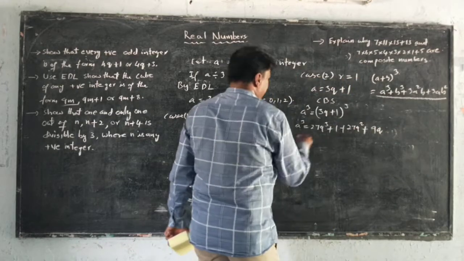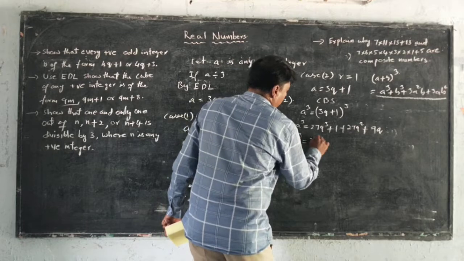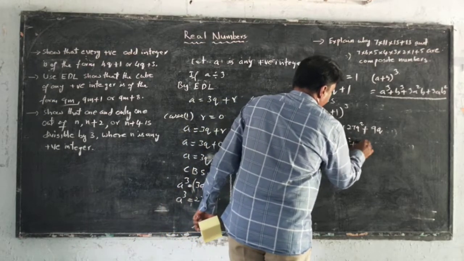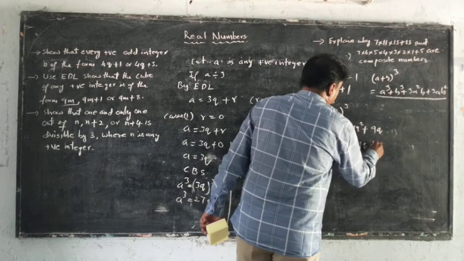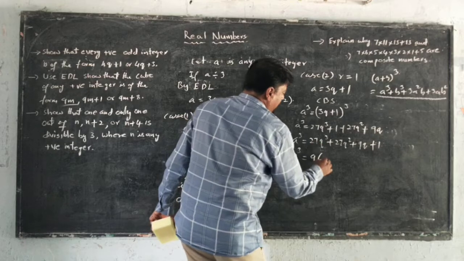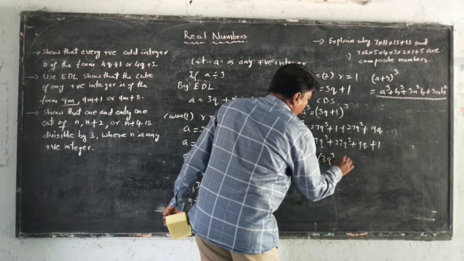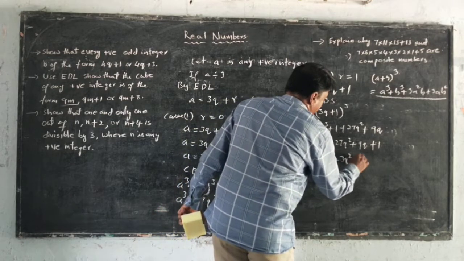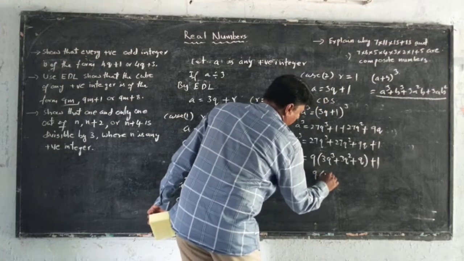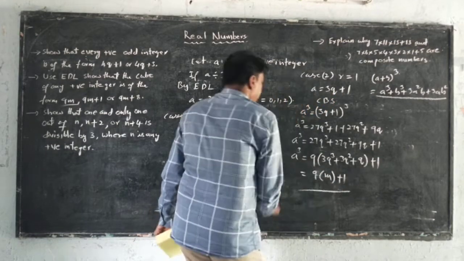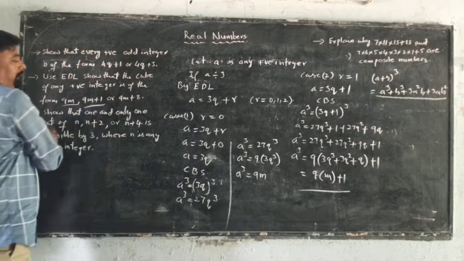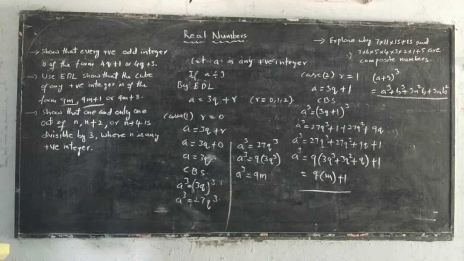So if you see all these things, a cube is equal to 27q cube plus 27q square plus 9q plus 1. If I make 9 common, you will get 9 into 3q cube plus 3q square plus q, plus 1. So this is in the form of 9 into something plus 1. Therefore, the cube of a number is in the form of 9m plus 1. So this is the second statement.